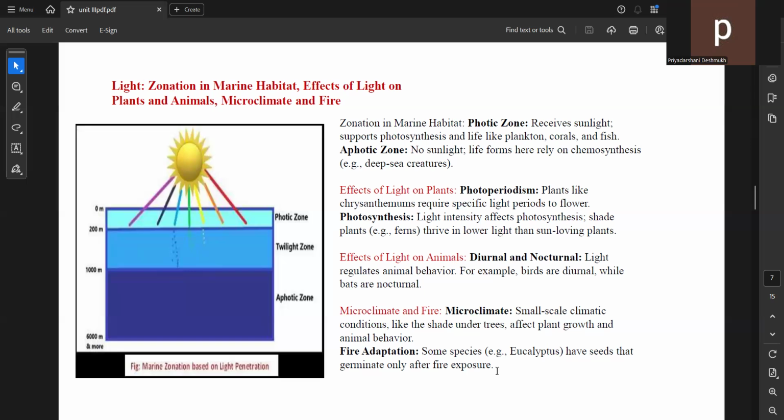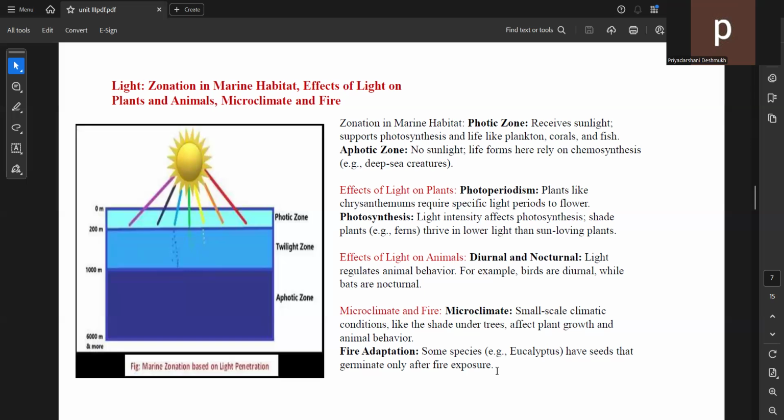We all know that light actually affects the food synthesis process, that is photosynthesis, in plants. Almost all plants prepare their food in the presence of light, but due to low intensity of light, this photosynthesis process gets affected.